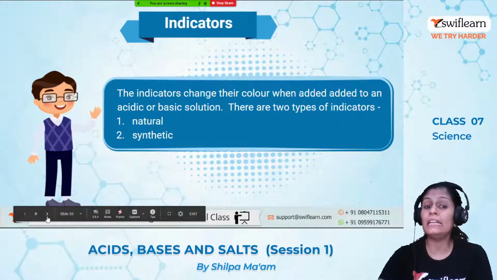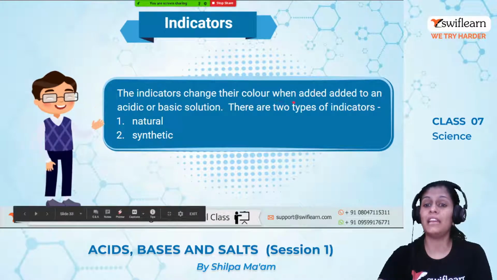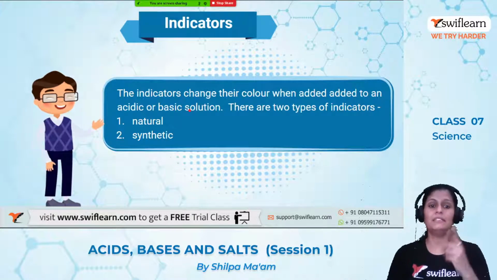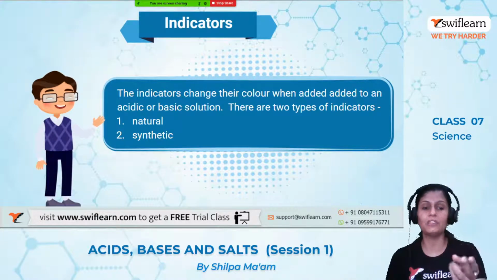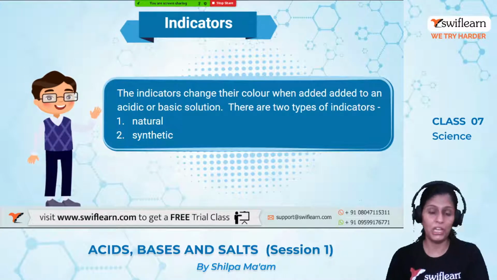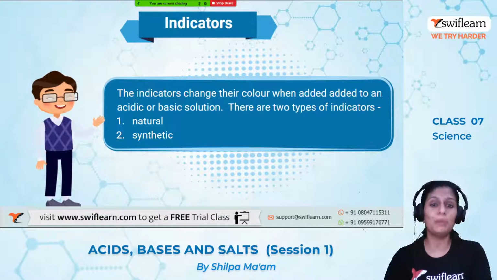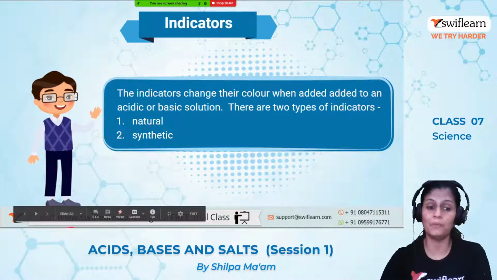So the indicators change their color when added to an acidic or basic solution. There are two types of indicators. One is a natural indicator, second is a synthetic indicator. Natural indicators are already there in nature, you need not manufacture them, and synthetic indicators need to be made by you so that you can use them to check the nature of the given substance.